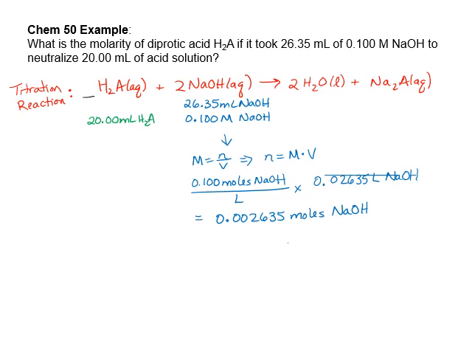We also know that there's a 1:2 ratio between the amount of acid in our solution and the amount of sodium hydroxide we add. So let's take our amount of sodium hydroxide and figure out how many moles of acid must have reacted using our 1:2 ratio.